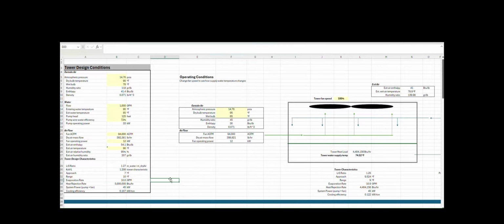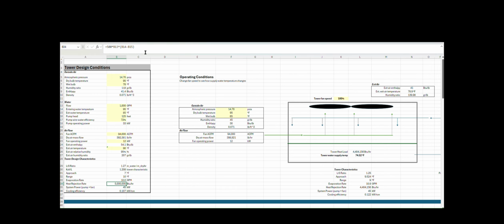The rule of thumb, though, if you do want to do it that way, generally for every 10 degrees of water delta T, so for a 10-degree range, you tend to evaporate 1% of the total water flow rate through the tower. So easy math here, we've got a 10-degree range, so we should evaporate 1% of the flow. Our flow is 1,000 GPM, so if you take 1% of 1,000, you would get 10 GPM. And for this purpose, the rule of thumb was actually dead on. So maybe it's a better rule of thumb than I even realized.